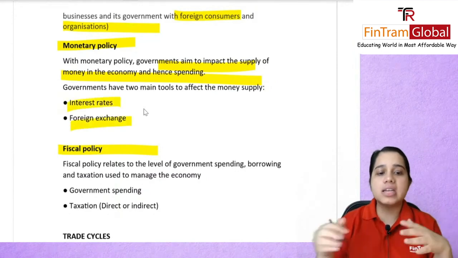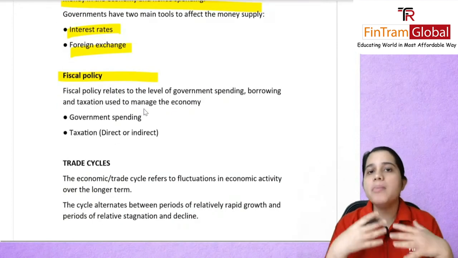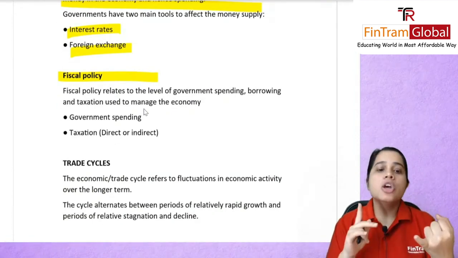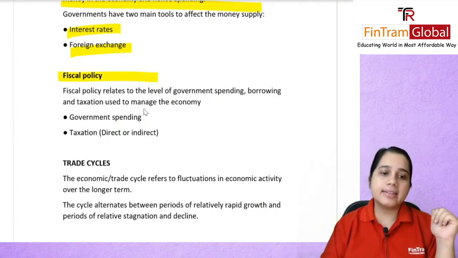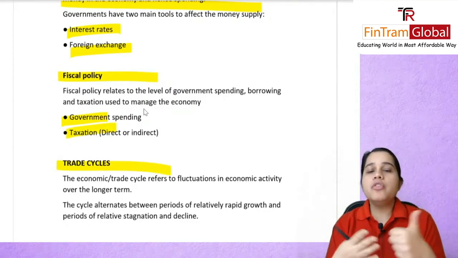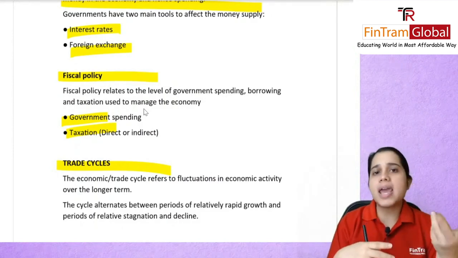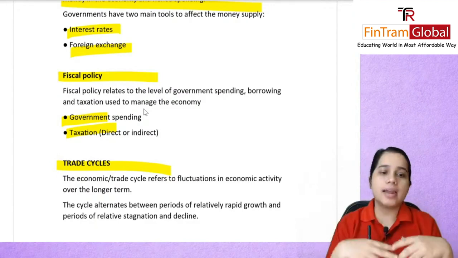And you have your fiscal policy. Here, it relates to the level of government spending, borrowing, and taxation which is used to manage the economy. So you have government spending and you have tax, your direct taxes or your indirect taxes. This is how the government can manipulate and see how the economy is doing, by using taxation also. You could lower the level of taxes or you could increase it.